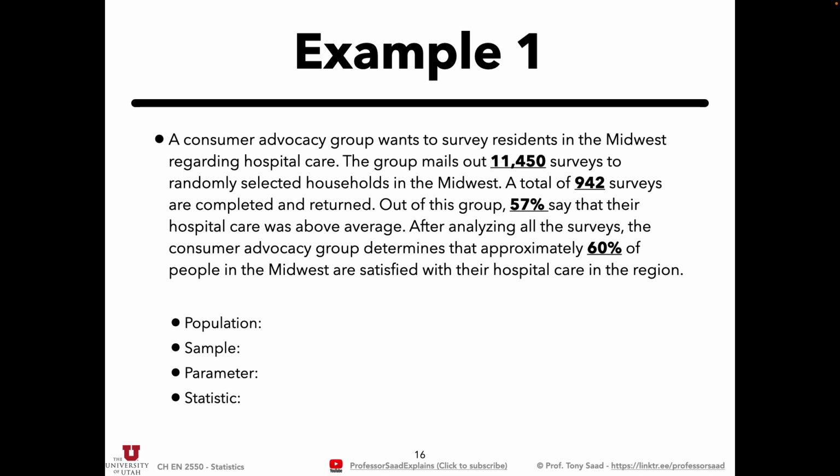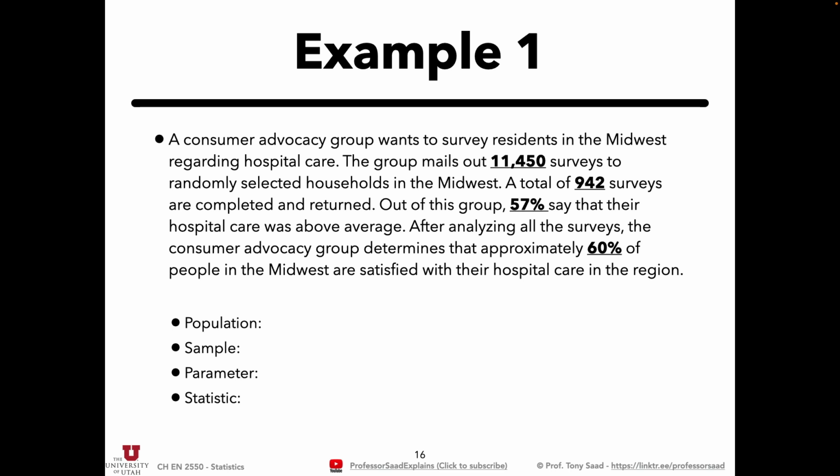Okay, so let's answer these questions. What's the population over here? Residents of the Midwest. What's the sample? 942. Not 11,450, because as far as the researchers are concerned, only 942 participated in the study. So it's the 942 people from the Midwest randomly selected, or the sample. What's the parameter in this case? Remember, a parameter is the number related to the population. The statistic is the number related to the sample.